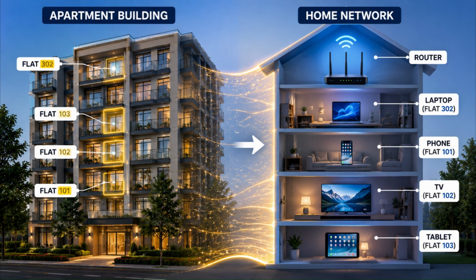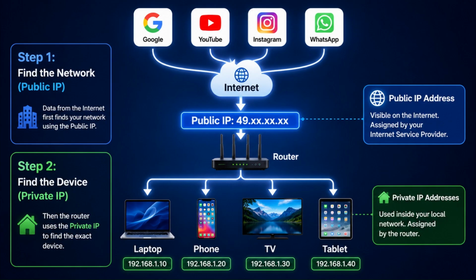The internet works exactly the same way. Every time you open Google, YouTube, Instagram, or WhatsApp, data must first find your network and then find the exact device inside that network. That's where public IP addresses and private IP addresses come in.